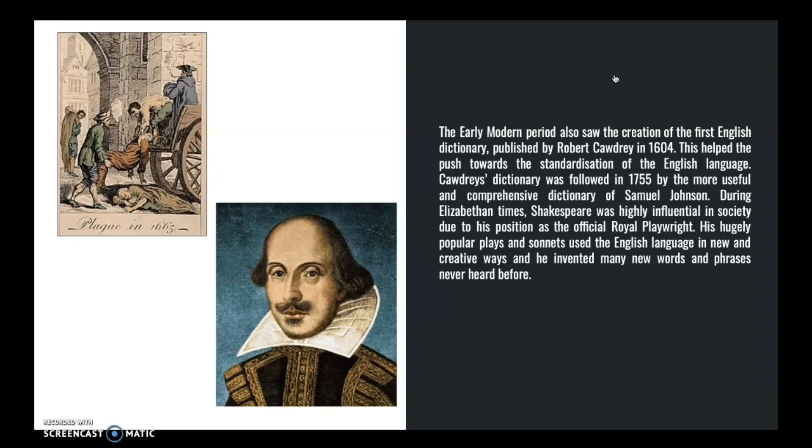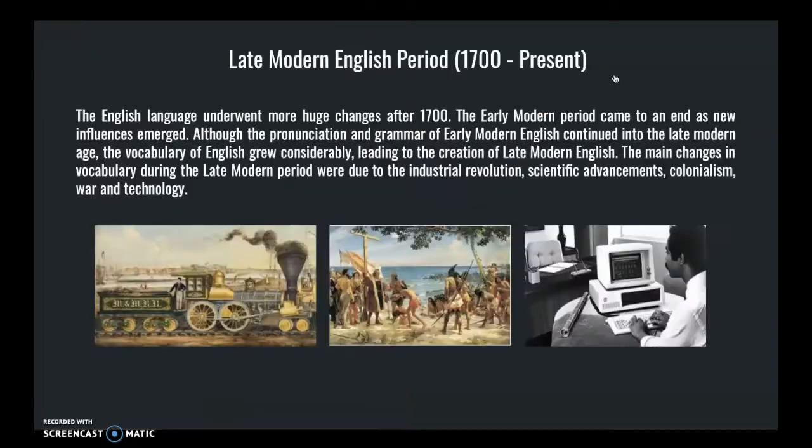There were three big developments in the world at the beginning of this modern English period, which was the Renaissance, the Industrial Revolution, and the British colonization. Shakespeare is one of the most influential artists and writers that shaped the English language during this period.